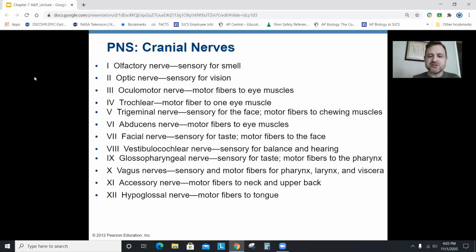The glossopharyngeal ones are for taste and the motor fibers of your pharynx, your throat. The vagus nerves are motor and sensory fibers for your pharynx, your larynx, and the viscera. That just means the organs of your abdomen. The pharynx, again, is your throat. The larynx is your voice box, and the viscera would just be referring to your abdomen, basically. The accessory nerve is for your neck and upper back, and the hypoglossal nerve is for the motor fibers in your tongue.